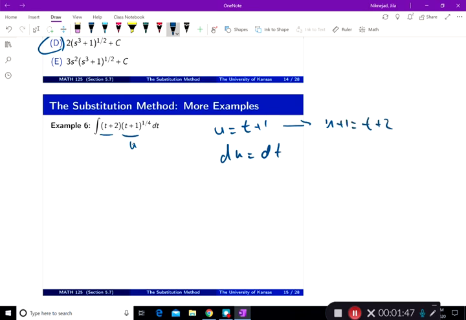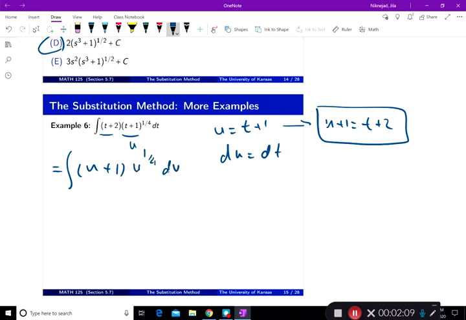The other way to go about this is to solve for t and then replace back in terms of u. But this one is very obvious, so I didn't even do that. And so over here what I get is u plus 1 times u to the power 1/4 du. Now, this is a little less complicated, but still looks like a product. But it's a product that I can manage using algebra. So that's what I do.